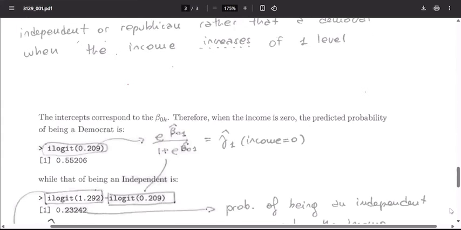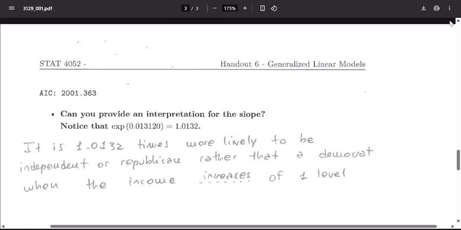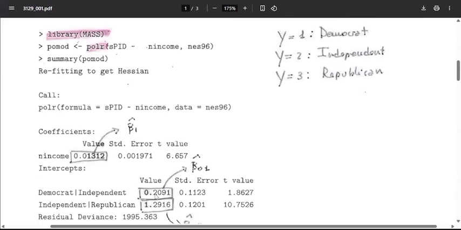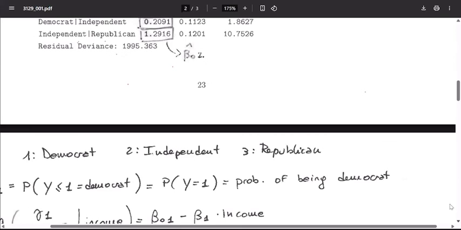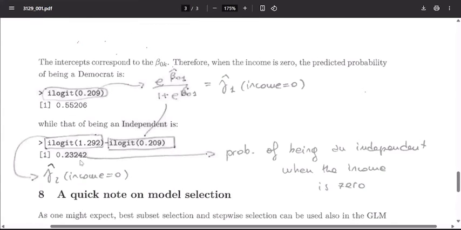Any question on that? I provided a code here. If you're wondering where 0.209 is coming from, that is the intercept, and that compares Democrat and independent. Another intercept compares independent and Republican. And that is exactly what you're seeing here. That is where the values that we're using here come from, which means we're analyzing the intercepts now.